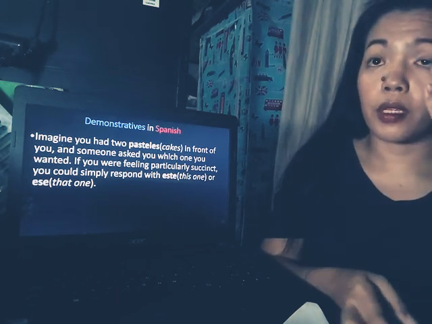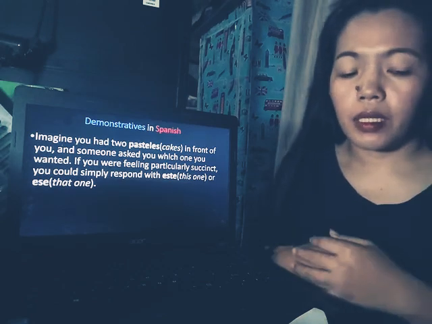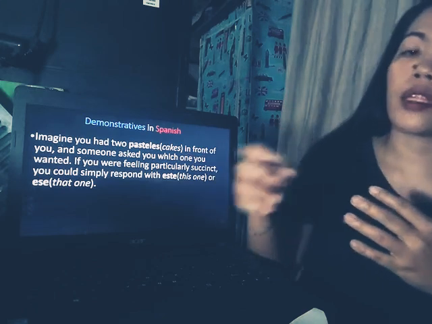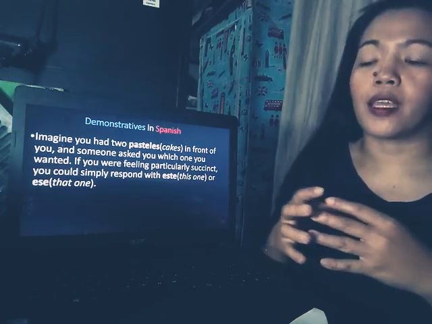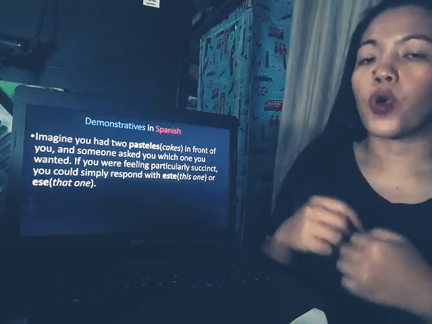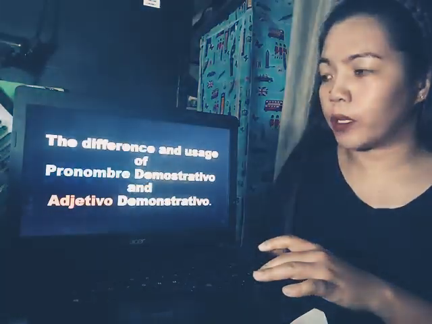Another example is if somebody asks you, ¿te gusta más esta camisita o esa camisita? This clothes or that clothes? You are going to choose which one, so you could say this one or that one. You can say ese or este. Those are the simpler ones. Now I'm going to explain more.